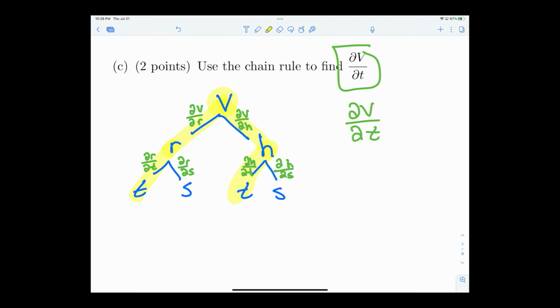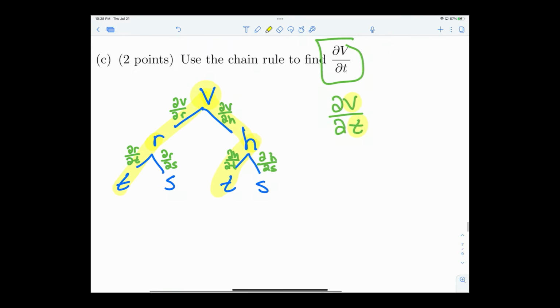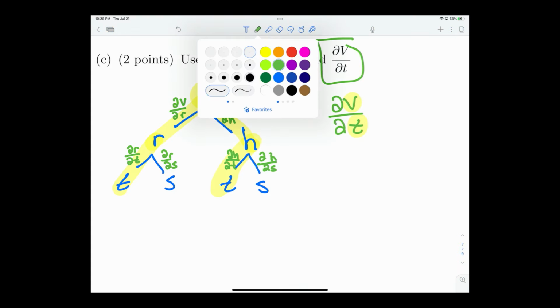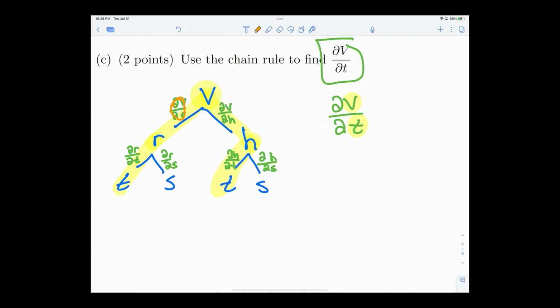So those are the two ways to start at V and end up at a T, because we have a V and a T. That's why we're picking them. Now, whichever branch you took had a partial derivative associated with it, and you multiply them. So when you go from V to R and then from R to T, what you want is this one and this one, when you go from here to here to here. This one we don't want because this one is for S and we're not doing S.